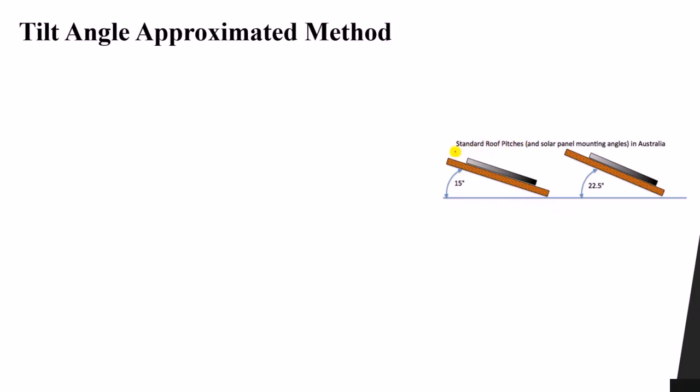Here, this is a standard roof angle between the roof and the ground. The roofs in Australia are 15 degrees and 22.5 degrees. Sometimes the panels are installed on the roofs with the same angle as the roof itself. You can just install it directly above the roof, and you don't have any control over this. In other cases, such as on the ground, you can control this angle. So let's say you control this angle and you would like to know what its value should be.